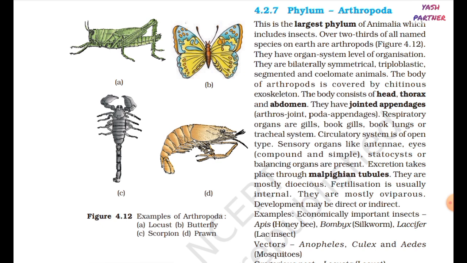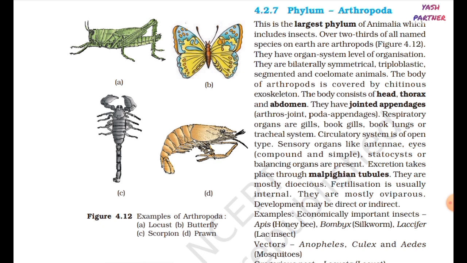They have jointed appendages: arthros, joint; poda, appendages. Respiratory organs are gills, book lungs, or tracheal system. Circulatory system is of open type. Sensory organs like antennae, eyes, compound and simple, and statocysts or balancing organs are present. Excretion takes place through Malpighian tubules. They are mostly dioecious. Fertilization is usually internal. They are mostly oviparous. Development may be direct or indirect.